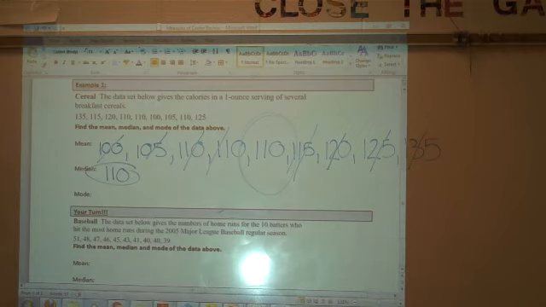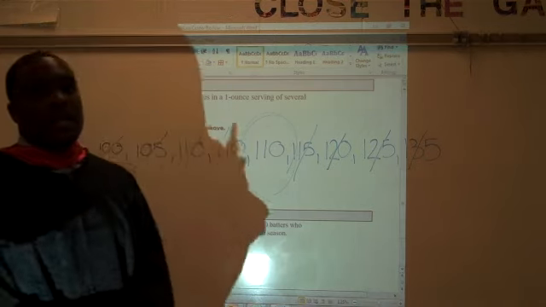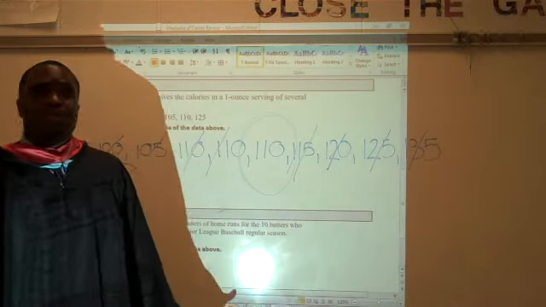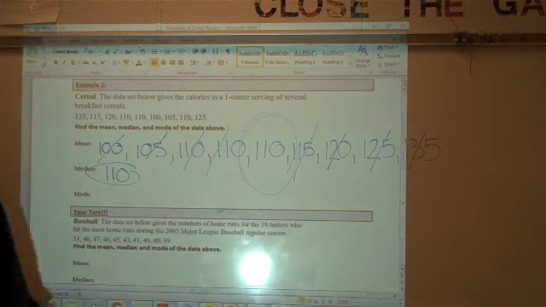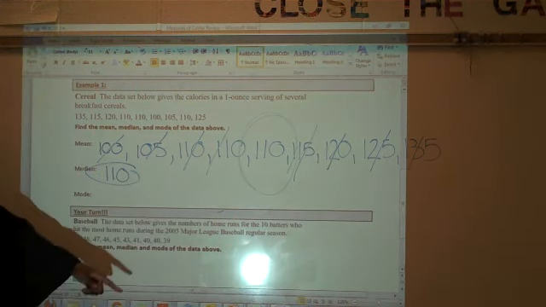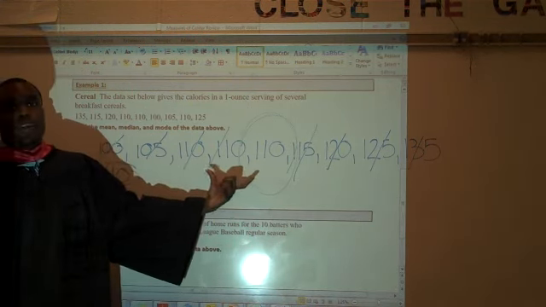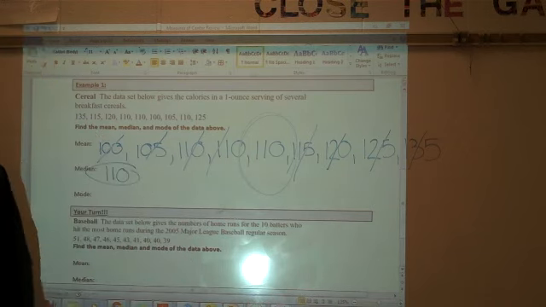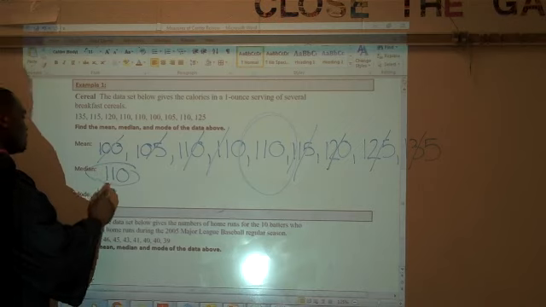Lastly, I'll keep that up here. We're going to calculate our mode. Our mode is just going to be the observation that occurs most frequently, or the number that comes up the most in this data set. As you look at it, it's pretty clear to see that 110 comes up 3 times. No other number is repeated 3 times in this data set except 110. So 110 is your mode.